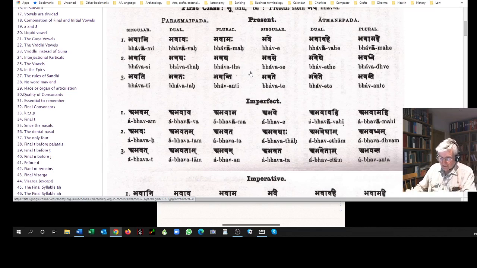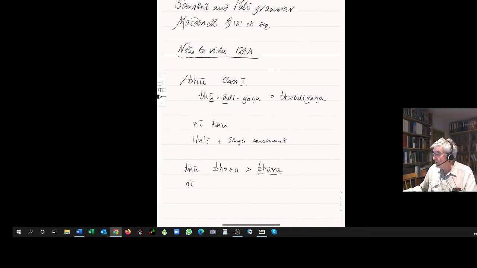Let's look, for example, at another one. The root ni, meaning to lead. The root ni, to lead. Gunates to ne. Ne plus a by regular sandhi becomes naya. And there you have it. That is the conjugational base for the entire present system. So nayati, nayasi, nayami, anayam. So this is fixed throughout. So once you've got that, you've got the rest of it.